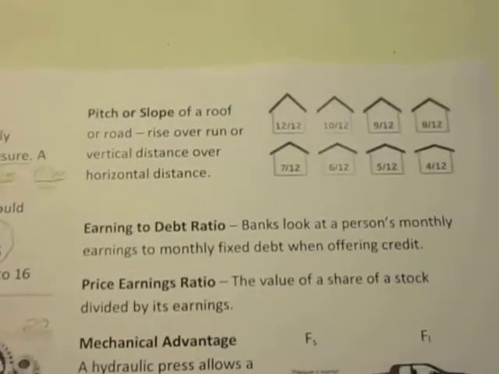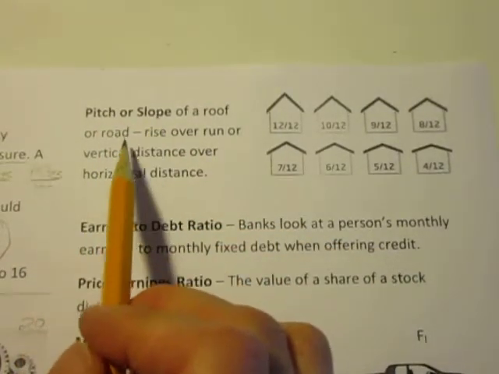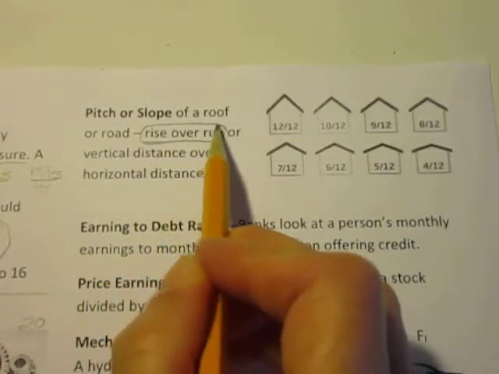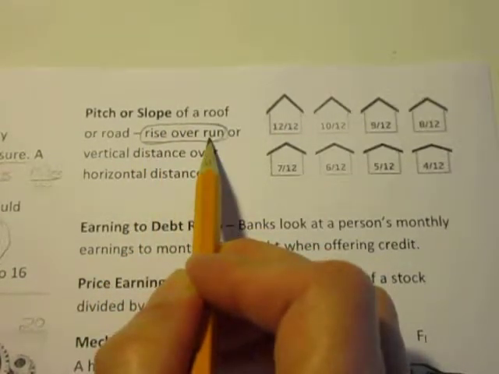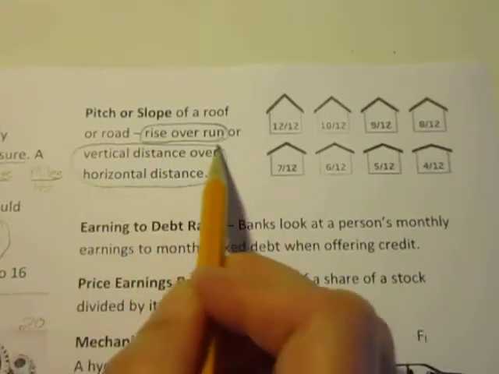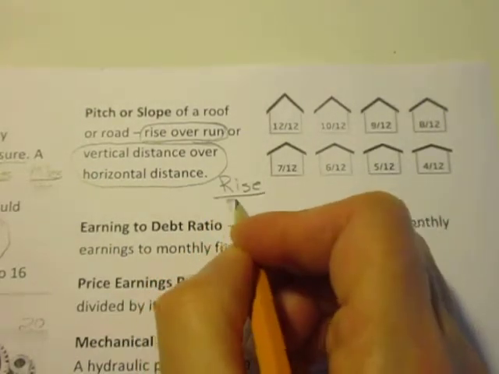Another very common use of ratios is the pitch or slope of a roof or a road. Any of you who have taken algebra probably recognize this phrase of rise over run as a common definition for slope, or the vertical distance over the horizontal distance. I'm going to write a word ratio here of rise over run.